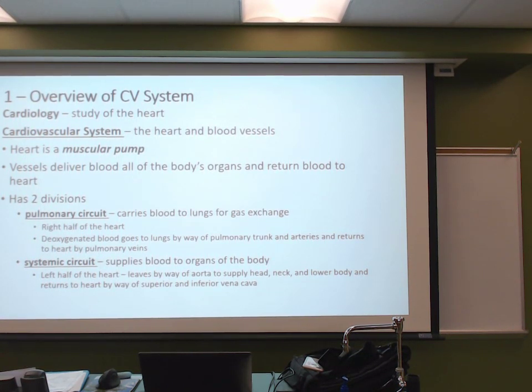This organ right here, which granted, this little model is not the best, but it is what we've got. So this system, we are going to see, once again, we've done the blood, we've got the heart, we're going to do the vessels. The heart itself is termed a muscular pump. If you remember, there are 3 types of muscles in the body. We have our skeletal, smooth, and now cardiac.